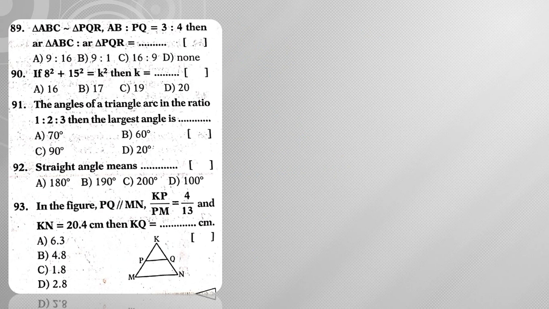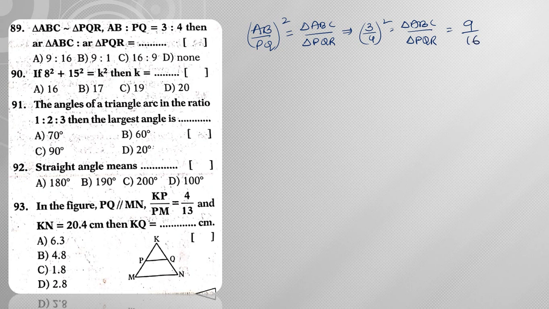Next, question number 89. Triangle ABC is similar to triangle PQR, and he has given AB by PQ. So AB by PQ whole square will be equal to area of triangle ABC by area of triangle PQR. Now substituting the values, 3 by 4 whole square is equal to area of triangle ABC by area of triangle PQR. So which is nothing but 9 by 16. Hence the answer is 9 is to 16.